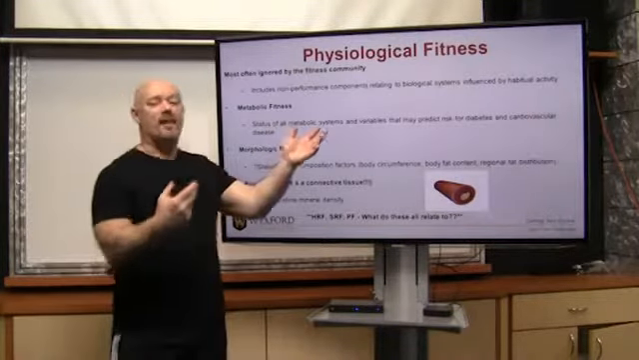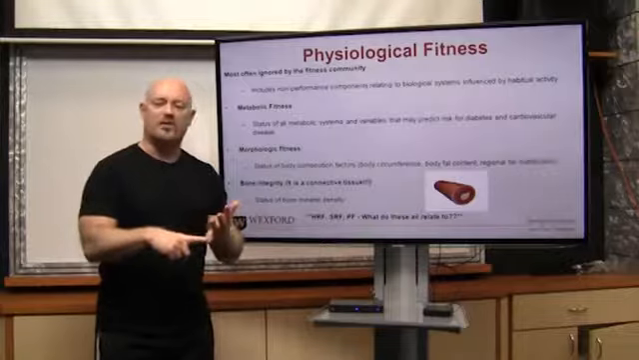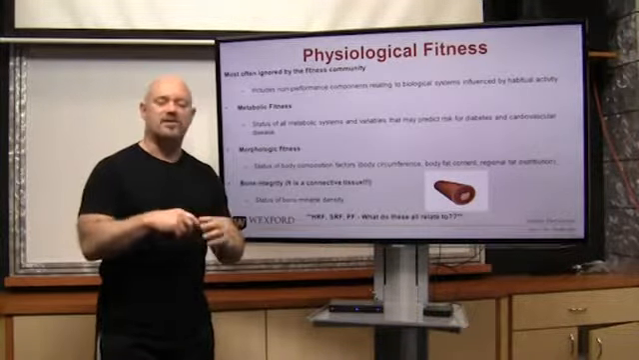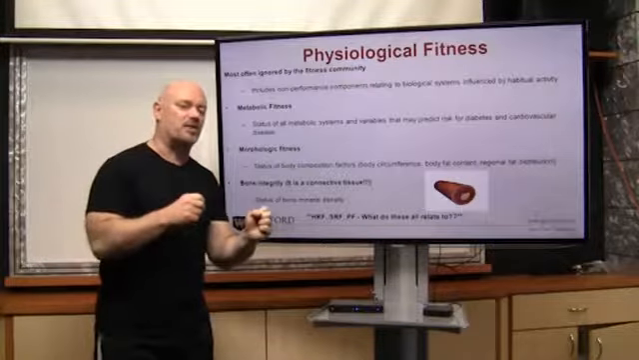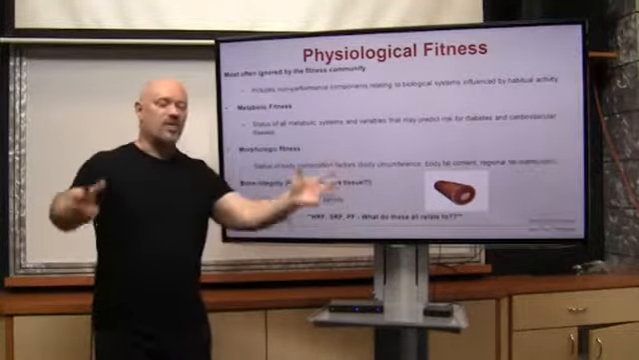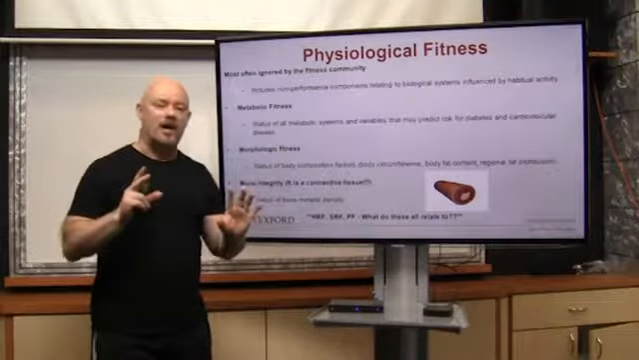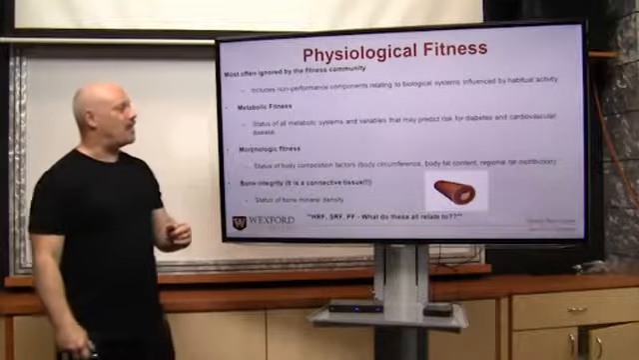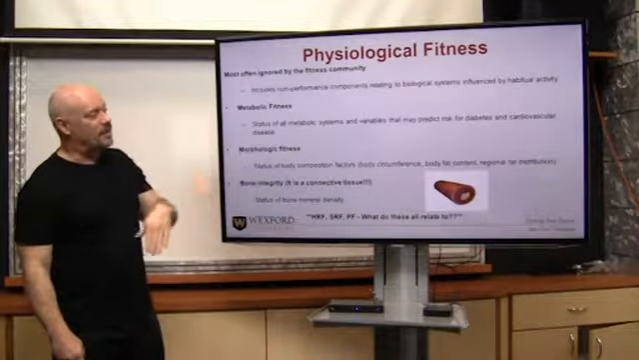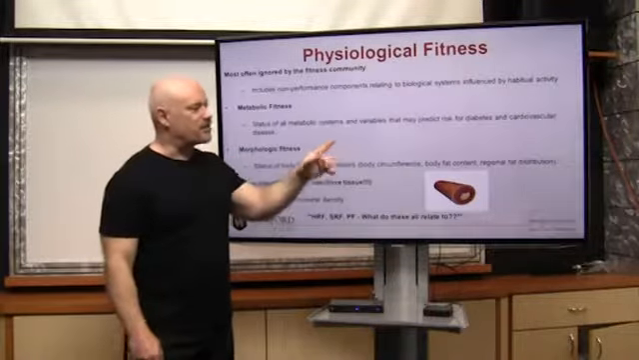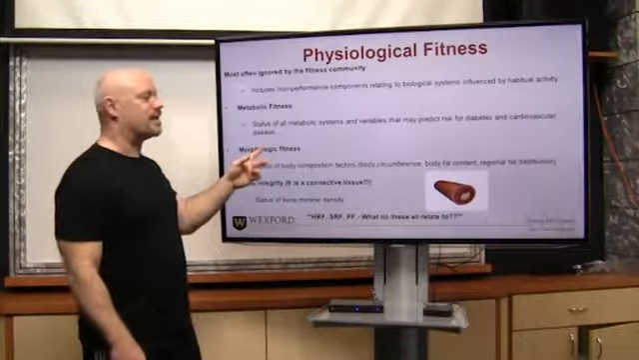But if we look at the biological systems, like all our internal organs, blood, blood cells, endocrine system, all those things. If they're stressed a certain way, they optimally work and can help do good things in the body and adapt well enough so we can become really healthy. Let's look at metabolic fitness. Studying for all the metabolic systems and variables that may predict risk for diabetes and cardiovascular disease.